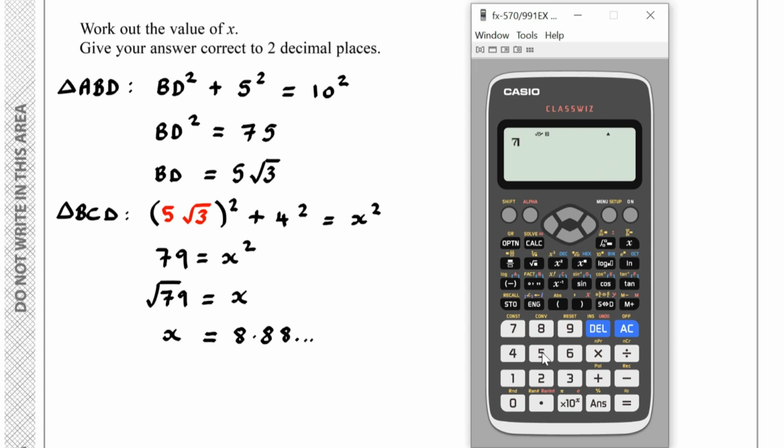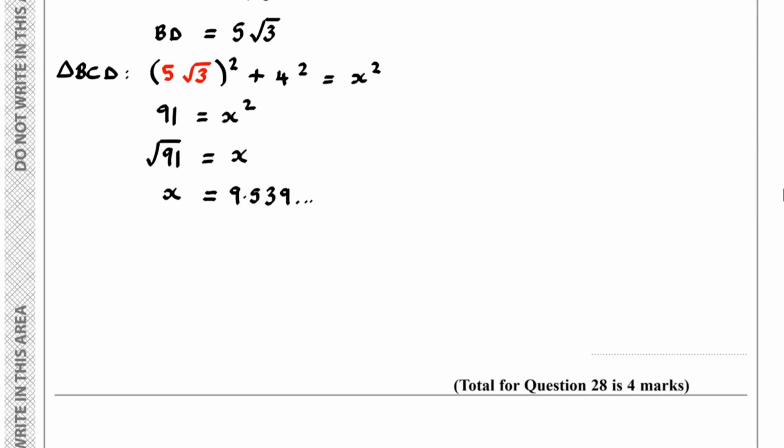So let's just double check this. We've got 75 plus 16. Rather, here we get 91. So the square root of 91 is 9.539, etc. So to 2 decimal places, we get 9.54 centimeters to 2 decimal places.